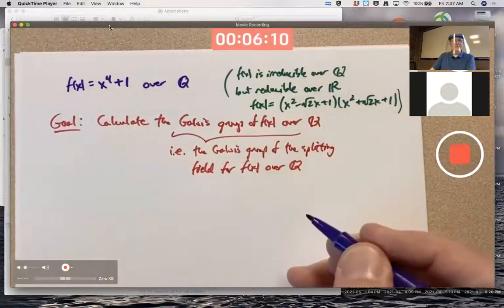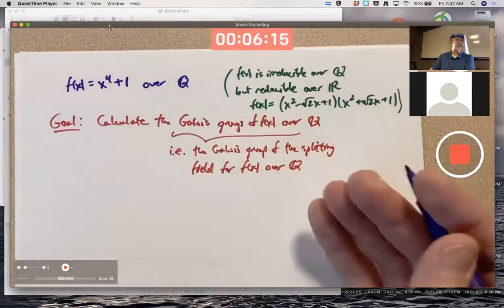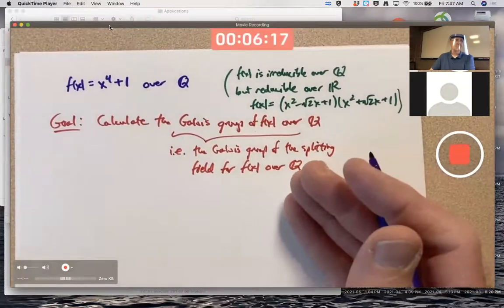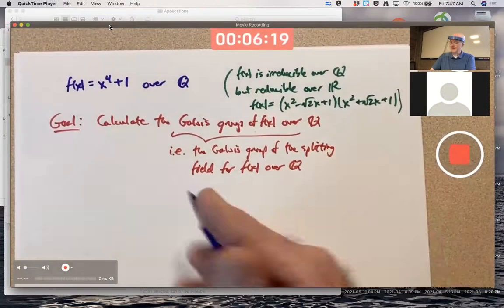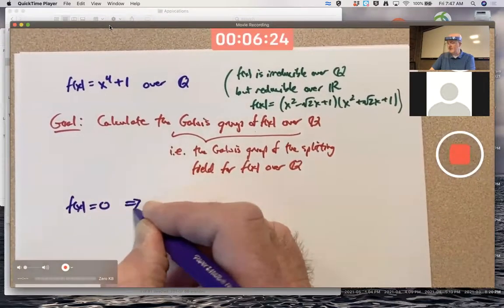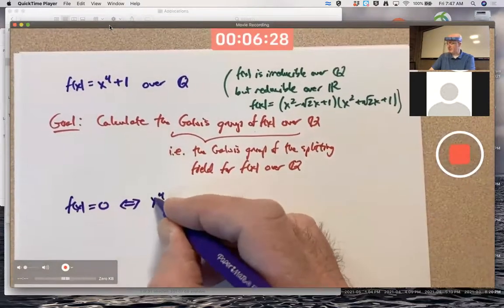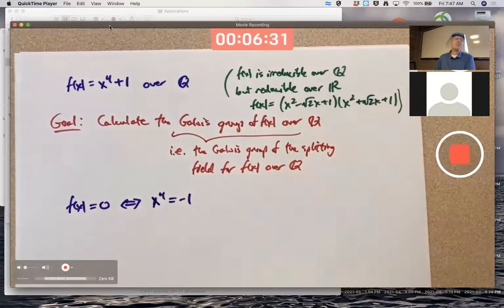So we need to think about making sure we include the roots, right? We take Q and adjoin the roots of f. That will be the splitting field. What are the roots of f? f of x equaling 0. Since f of x is x to the fourth plus 1, that is equivalent to x to the fourth equaling -1. We are after fourth roots of -1 as the roots that we want to adjoin to Q to create the splitting field.